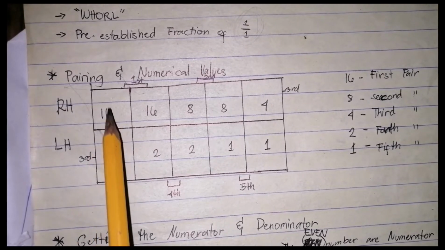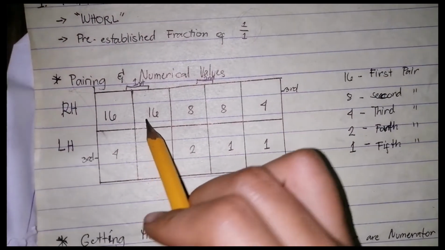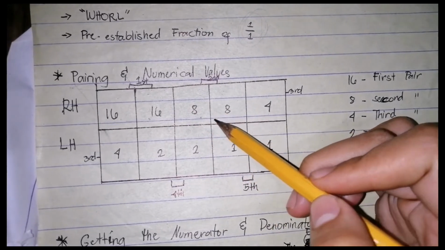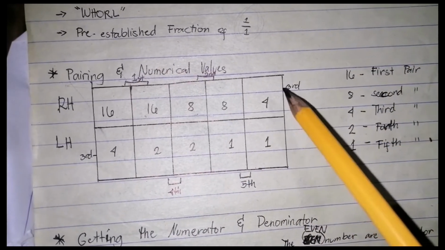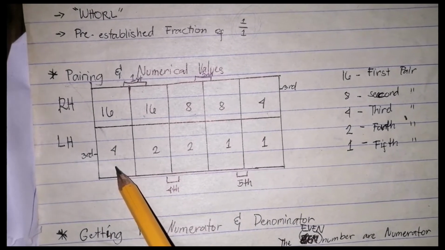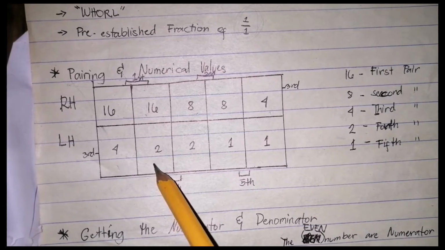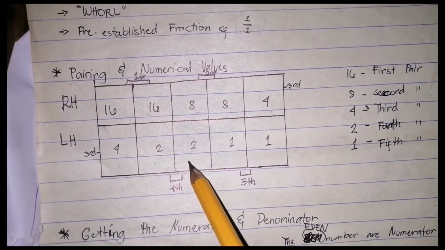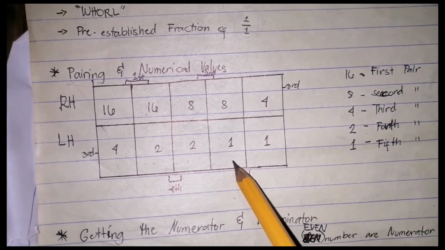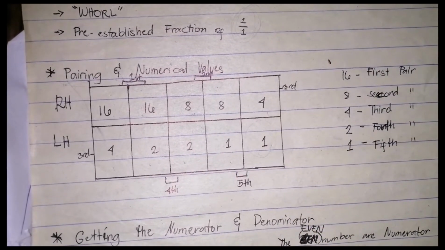First pair is the thumb and the index finger. Second pair is the ring finger and the middle finger. Third pair is the little finger and the thumb in the left hand. Fourth pair is the index finger and the middle finger in the left hand. And the last pair is the ring finger and the little finger on the left hand.